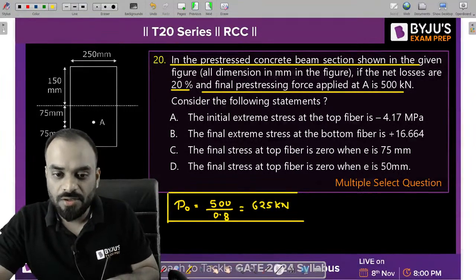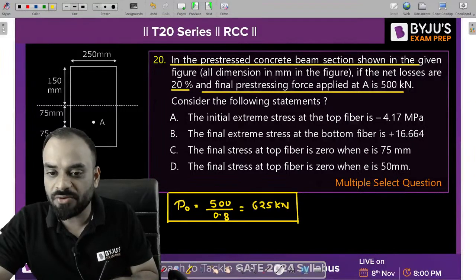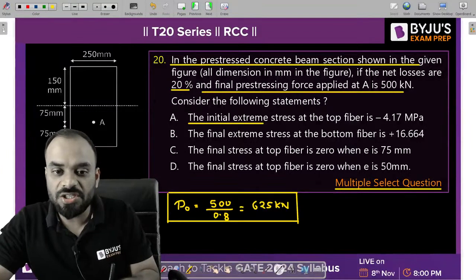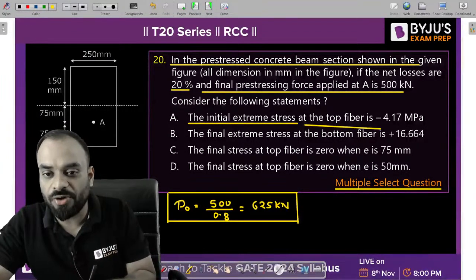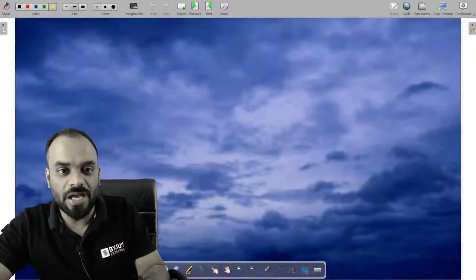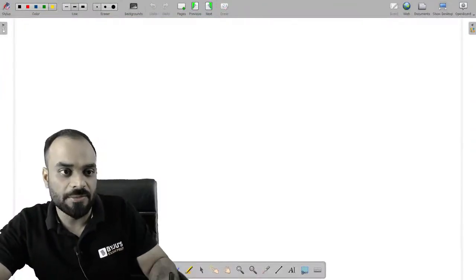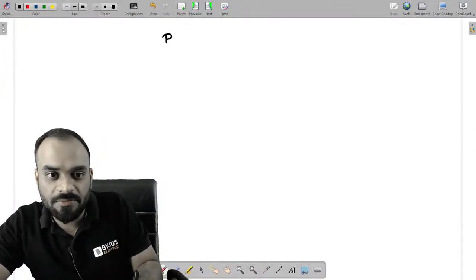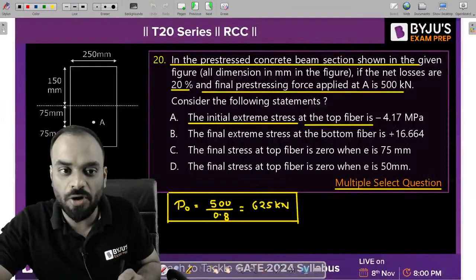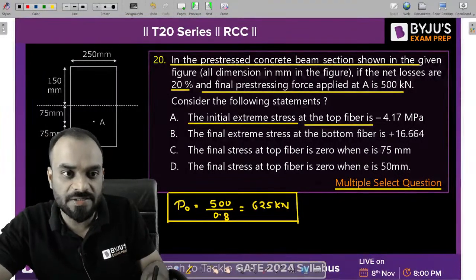Now the first statement, again guys, be careful, this is an MSQ type question. We need to calculate the initial extreme stress at the top fiber. Do you know, guys, what our formula should be to calculate the stresses at the top fiber? It is P by A minus PEY by I. For the top fiber, this should be the formula when we have eccentricity at this level.